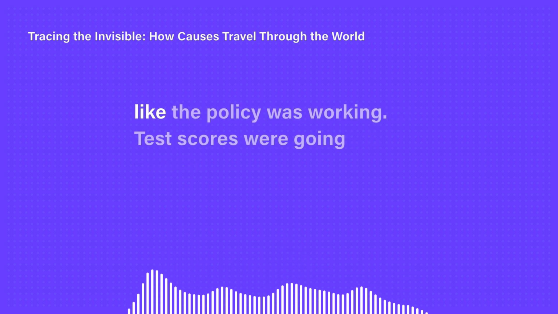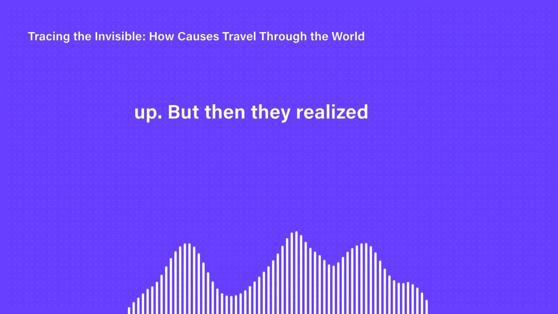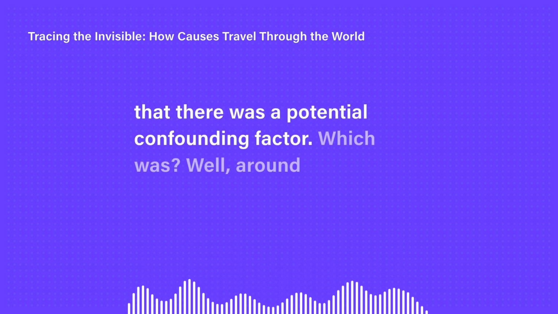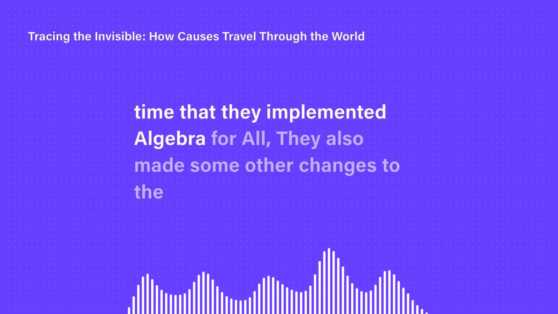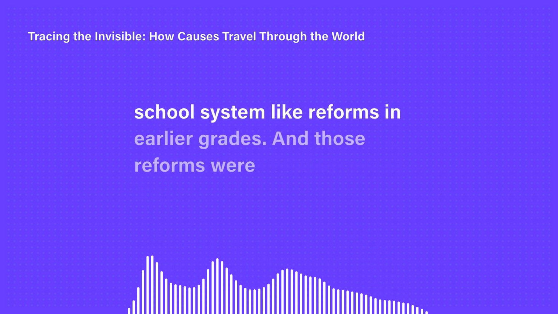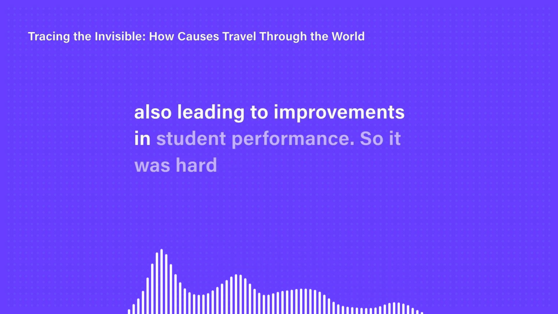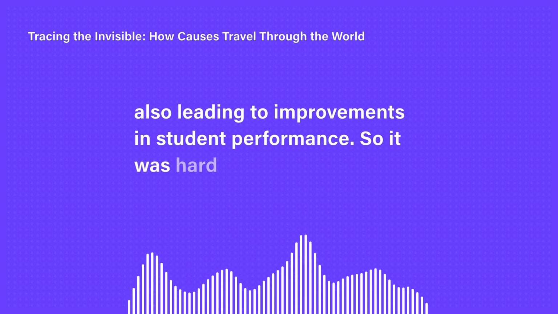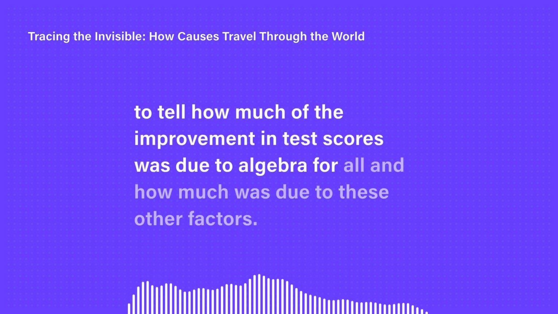At first, it seemed like the policy was working, test scores were going up, but then they realized that there was a potential confounding factor. Which was? Well, around the same time that they implemented Algebra for All, they also made some other changes to the school system, like reforms in earlier grades. And those reforms were also leading to improvements in student performance. So it was hard to tell how much of the improvement in test scores was due to Algebra for All and how much was due to these other factors.